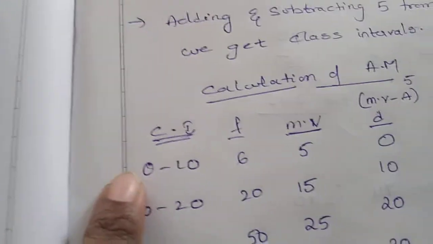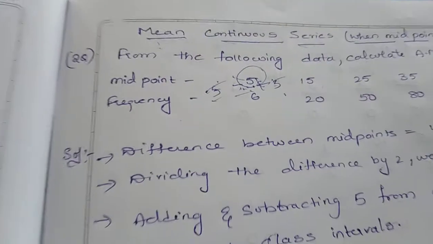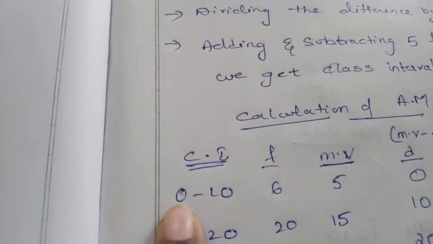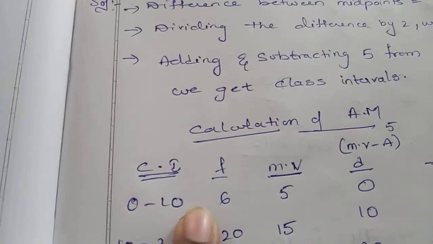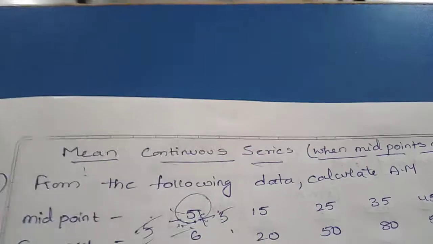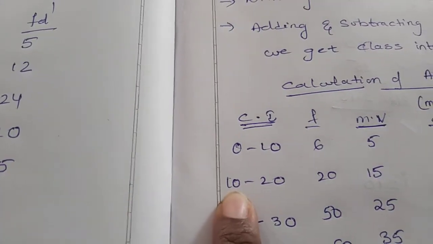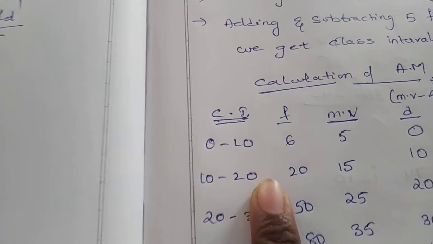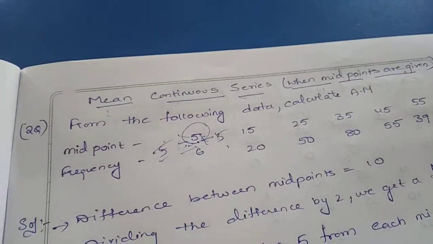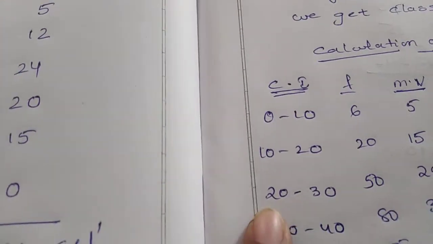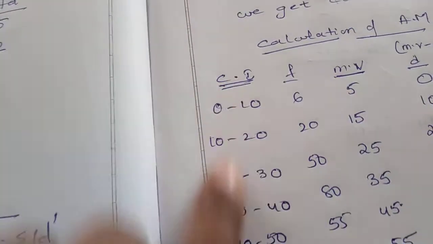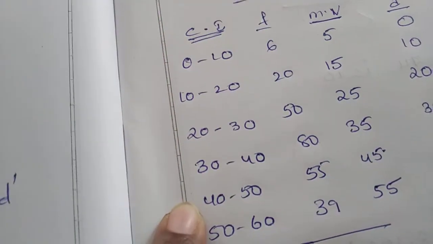So see the answer here. Calculate arithmetic mean. So here midpoint is how much? 5. Minus 5, plus 5. Minus 5 gives 0, plus 5 gives 10. Second midpoint is how much, ma? 15 is there. For 15 you do minus 5, which gives 10. Plus 5 gives 20. Next midpoint is how much, ma? 25. You do minus 5, that is 20, plus 5, 30. In that way you have to do, and you will be getting the class intervals.